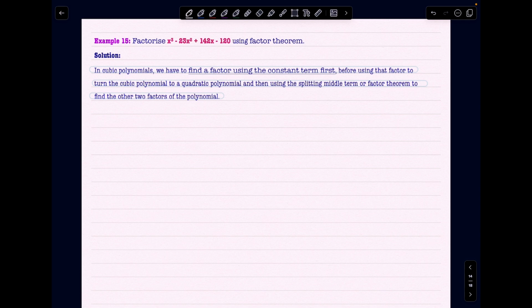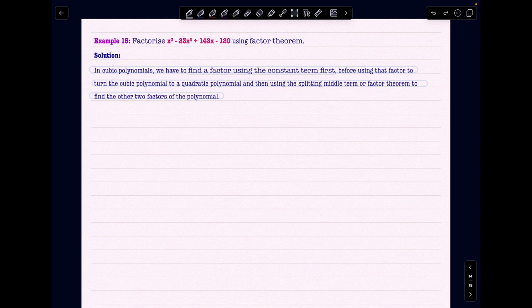So what is actually written? In the cubic polynomial we have to find a factor using the constant term first, before using that factor to turn the cubic polynomial to a quadratic polynomial. See, we have already found a factor. So if I take that factor common from the whole equation, the remaining part will be a quadratic polynomial because one factor of x is gone. So I will turn that cubic polynomial to a quadratic polynomial, and on that quadratic polynomial I am going to use what? Splitting middle term or factor theorem to find the other two factors of the polynomial.